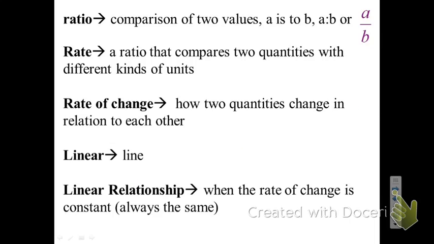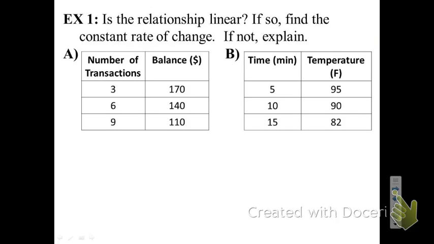A linear relationship is when the rate of change is constant. And we're going to be comparing the rate of change, which is how two quantities change in relation to each other. So you're going to be looking at how those quantities change to determine if it's linear. If that rate of change is constant, then we know it's linear. So with our first example, that's what we're going to do. We're going to determine if a relationship is linear, and if so, find the constant rate of change.